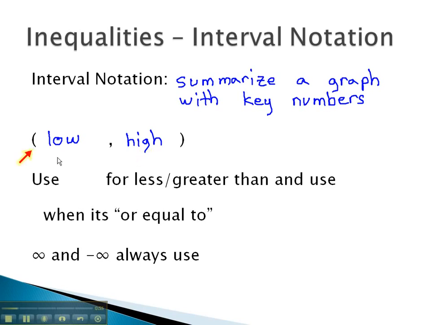Interval notation will always be read from left to right, low, comma, high. Depending on the type of inequality, the parentheses might be slightly different. We use curved parentheses for less than or greater than, and we use square parentheses when the inequality is greater than or equal to, or less than or equal to. Sometimes we will use infinity or negative infinity in our inequality. In this case, we will always use curved parentheses, as you can never be exactly equal to infinity. Let's take a look at some examples where we find interval notation.